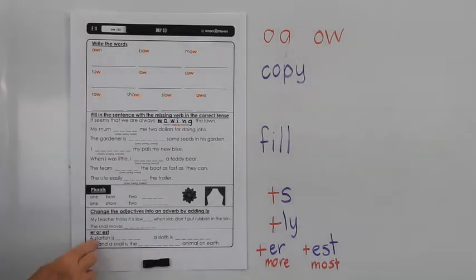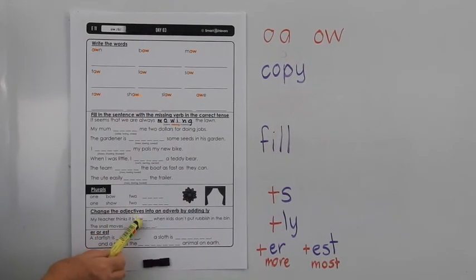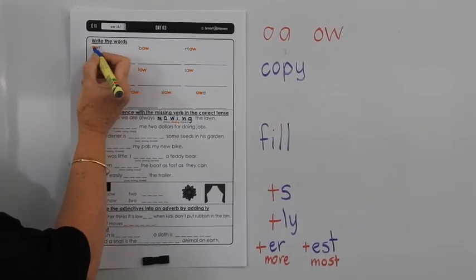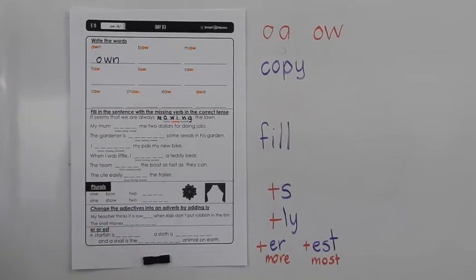So let's go. We're going to go, our starfish is slow. It has to be a list word. Our sloth is slower, means it's more slow. And the last one is, and a snail is the slowest. It means the most slow, but we don't say most slow, we say slowest. You can finish those on your own. Don't forget up the top that you've got to read the word, sound the word, spell it, and cover it before you write it. Off you go.